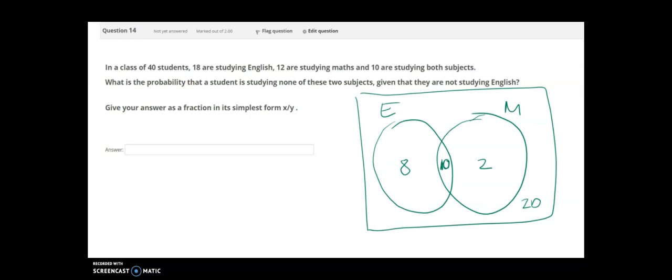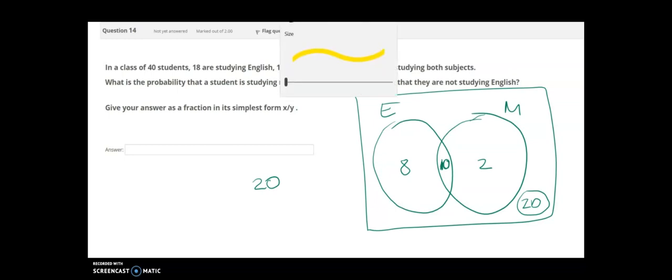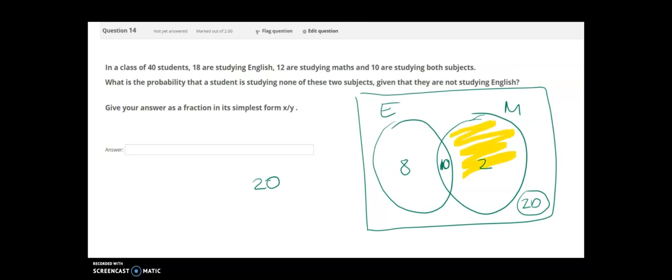Now we need to find the probability that a student is studying none of these two subjects. So none is the 20. So 20 students study none of the subjects, given that they're not studying English. So how many are not studying English? Let's look at how many are studying English. That is the 18, so this 10 and the 8. And the rest of them, so the 2 and the 20, that's the ones who are not studying English.